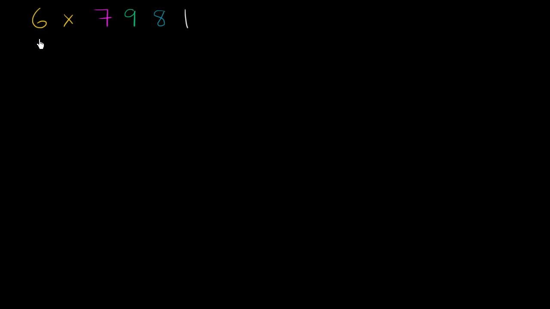Let's multiply 6 times 7,981. And the way we're going to do it right now is just to represent or expand out 7,981 as 7,000 plus 900 plus 80 plus 1.